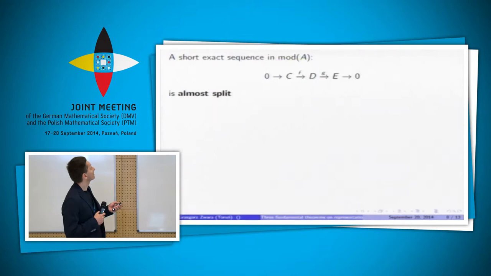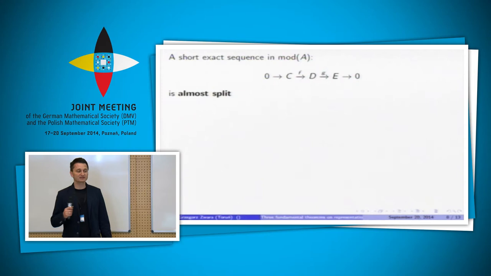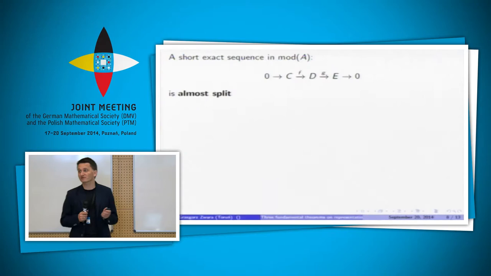Then we have the notion of almost split sequences, or later named Auslander-Reiten sequences. So we consider a short exact sequence in the category of modules. By this I mean that C, D, E are finite dimensional A-modules, and F and G are homomorphisms. F is injective, G is surjective, and exactness in the middle means that the image of F is exactly the kernel of G.